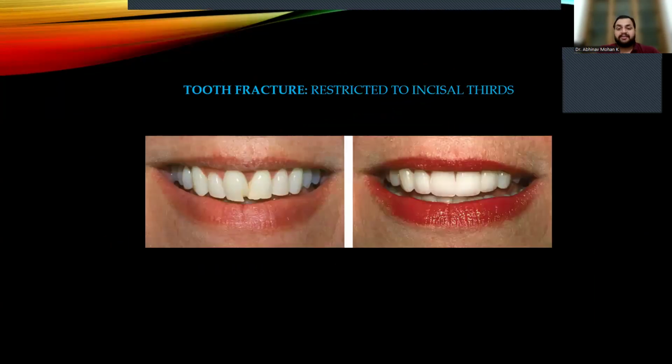Tooth fracture restricted to incisal thirds. That's one of the most common fractures which we could see in the anterior region, where if it is difficult to do a normal restoration, we can opt for dental veneers.